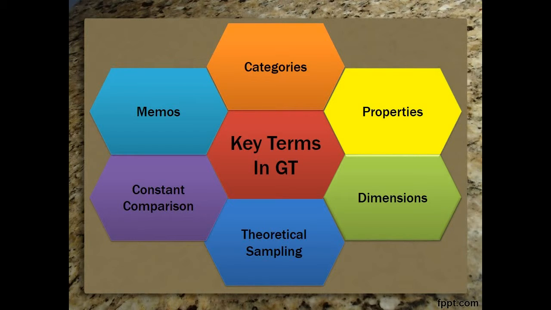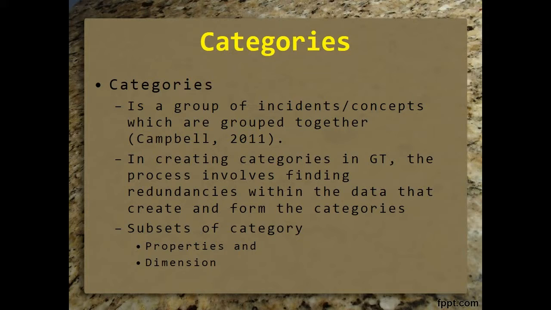There are 6 characteristics of grounded theory, or we could easily identify it as the key terms in GT. This includes categories, properties, dimensions, theoretical sampling, constant comparison, and memos. According to Campbell, a category is a group of incidents or concepts which are grouped together. In creating categories in GT, the process involves finding redundancies within the data that form the categories. There are 2 subsets of category, that is, properties and dimensions.